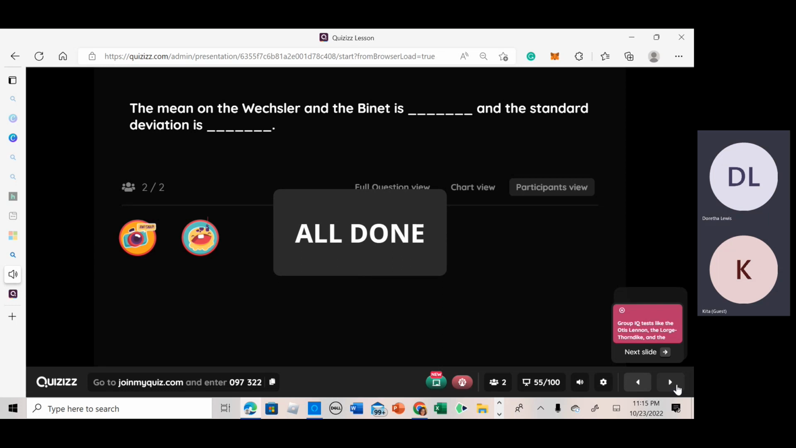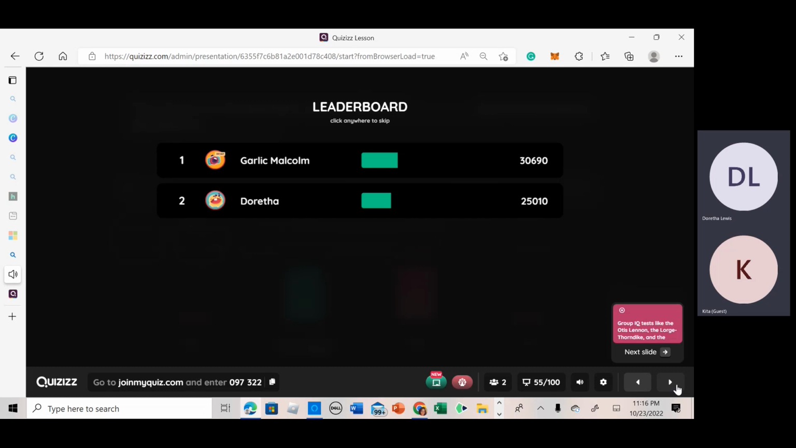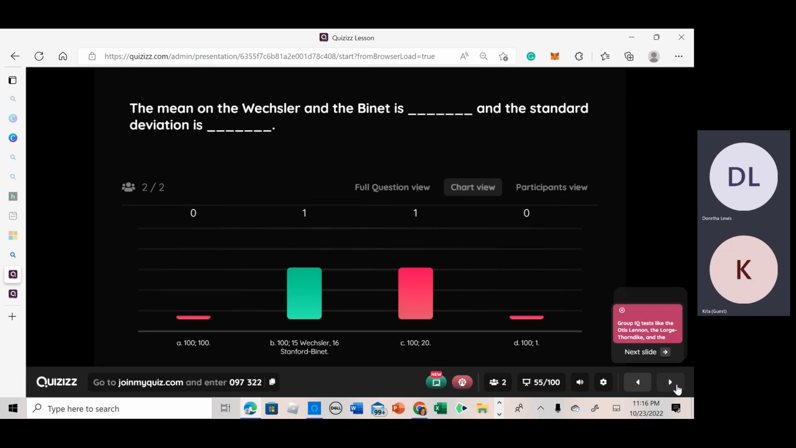The mean on the Wechsler is 100 with a standard deviation of 15, and on the Stanford-Binet the standard deviation is 16, and the second deviation.